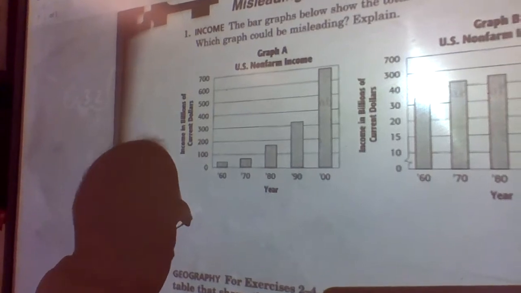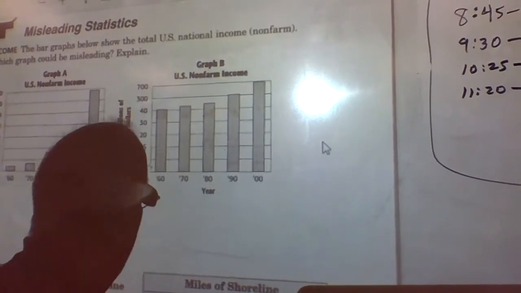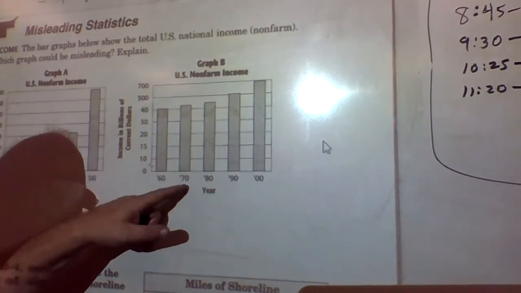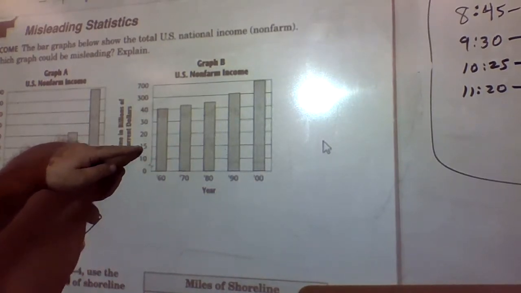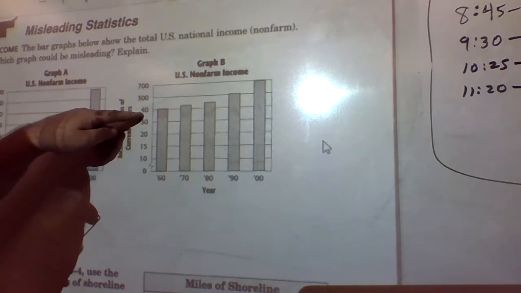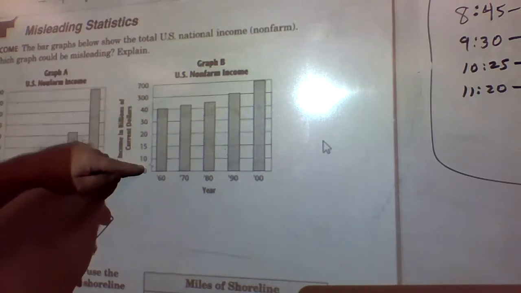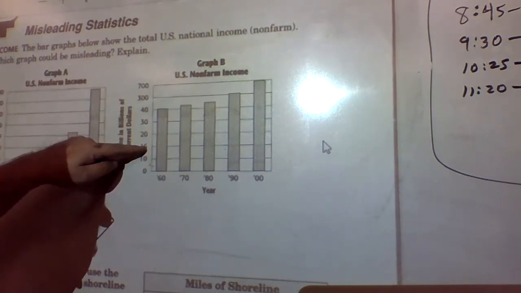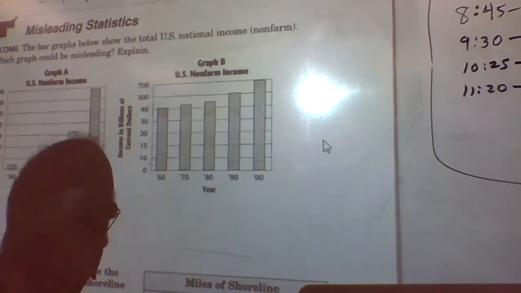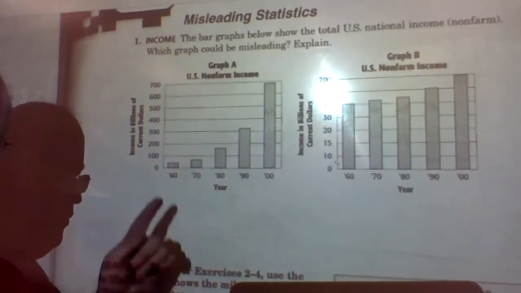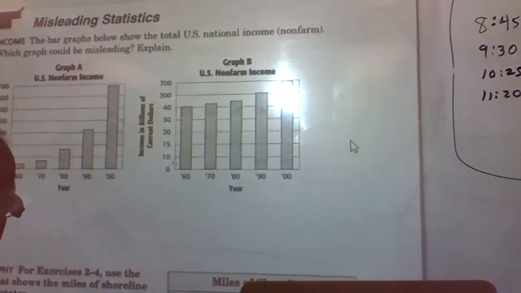Now, if you look at this other graph, remember I told you, they show the exact same information. 60, 70, 80, 90, 2000, same years, same information, but look at what they did. 10, 15, 20, 30, 40, and all of a sudden they jump up to 300, and then they jump to 700. Look at how these intervals are not even intervals. They went up by 10, then by 5, then by 5, then by 10, then by 10, then by 260, and then by 400. So is that graph misleading, or is this one misleading? If you said graph B is misleading, I would agree.